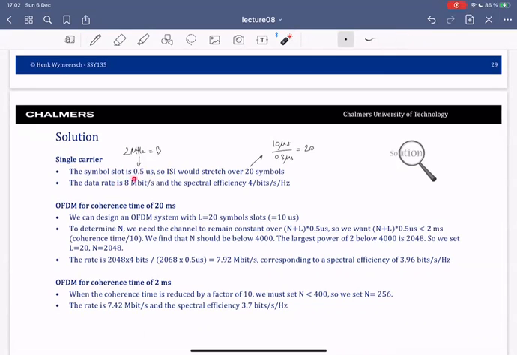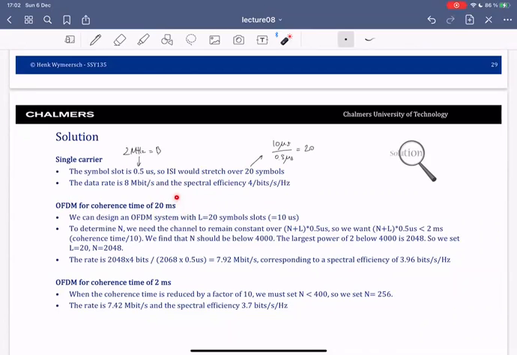The data rate turns out to be 8 megabit per second because we use 16 QAM, so 2 megahertz bandwidth. And then the spectral efficiency is this divided by the bandwidth. So this gives us 4 bits per second per hertz.